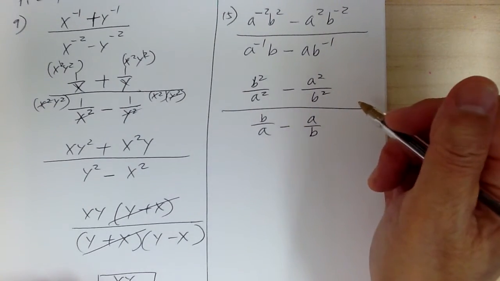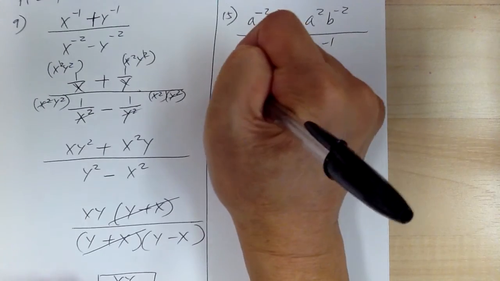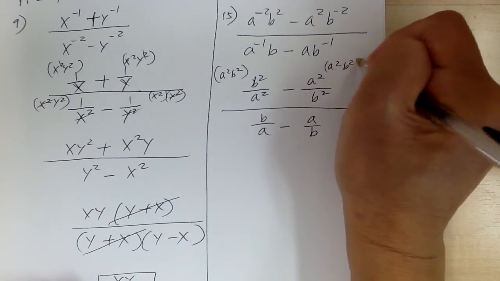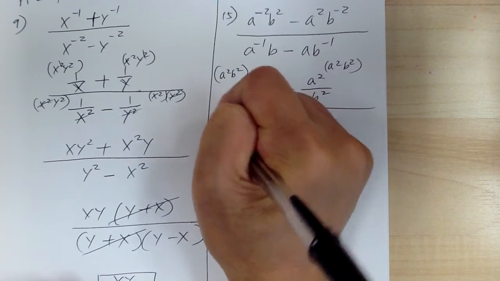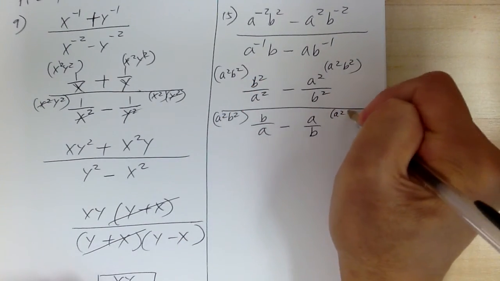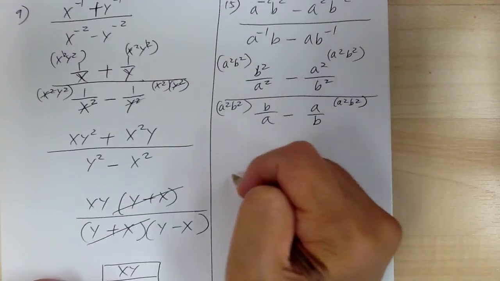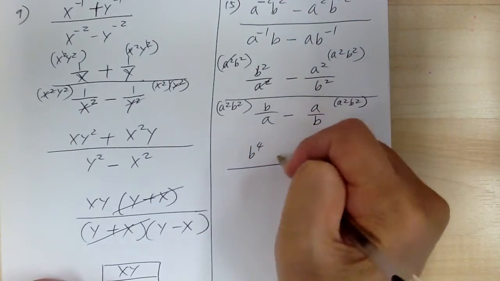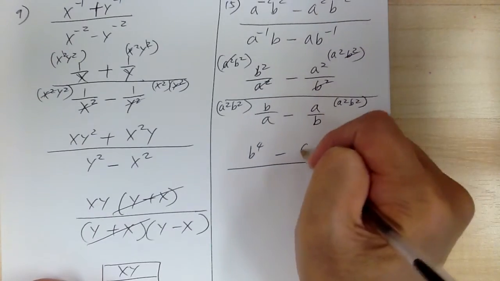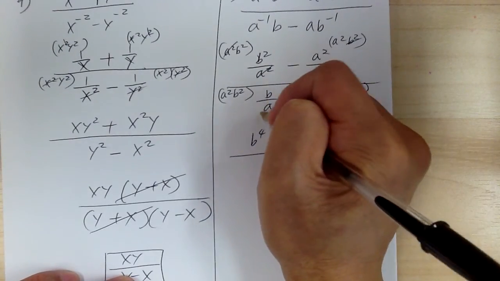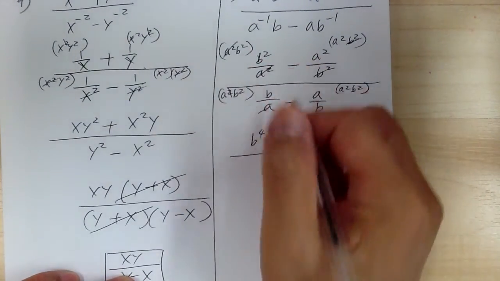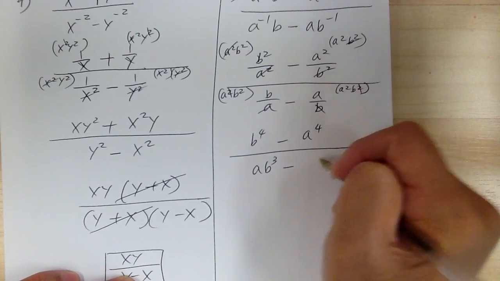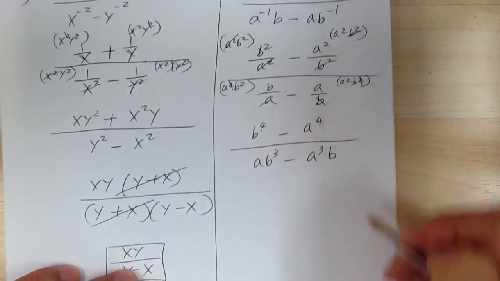Next, multiply everything by the common denominator, so that's a squared b squared. So let's cancel the a squared, so you get b to the 4. Cancel the b squared, you get a to the 4. The a cancels with the a over here, so you get a b to the 3. The b cancels with this one, so you get a 3b.